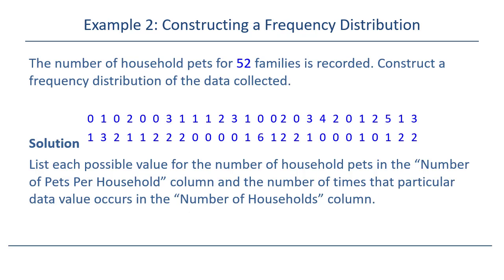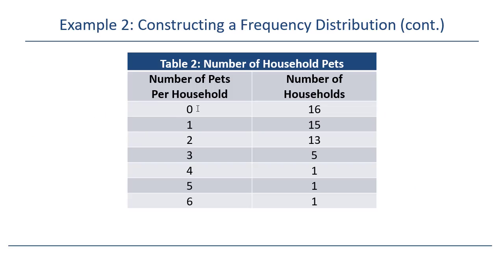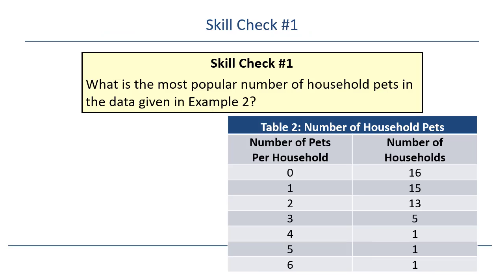There's nothing bigger than a 6. And then out of those 52 households, 16 of them didn't have any pets, 15 had 1, and so on and so forth. So this is a nice little visual way of seeing what's going on, and it helps us answer questions like, what's the most popular number of household pets? Well, 0. 16 of the families had none. Second most popular, 1. This is just coincidental that as the number of pets goes up, the numbers go down. It obviously won't always work like that.